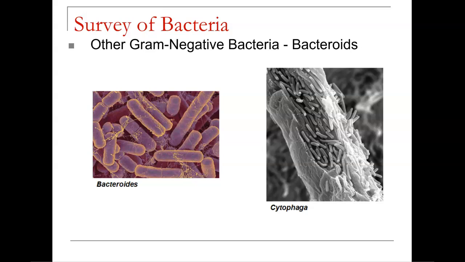Then we have our Cytophagia. Those are aquatic, gliding, rod-shaped aerobes. They degrade complex polysaccharides that are found in things such as wood and raw sewage. So that's going to end us with our prokaryotes.